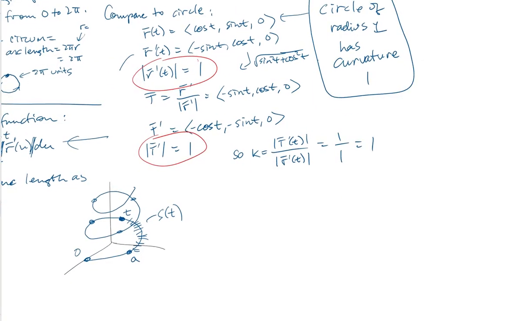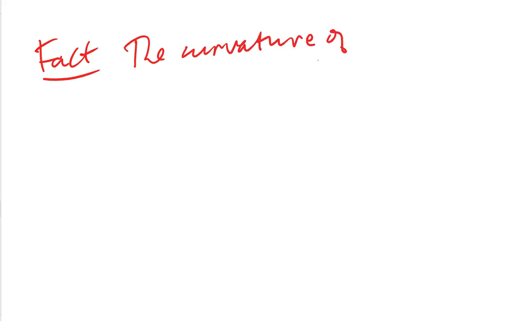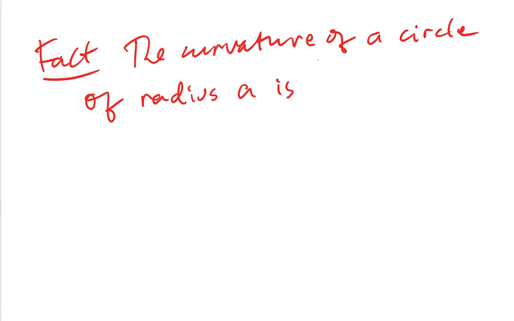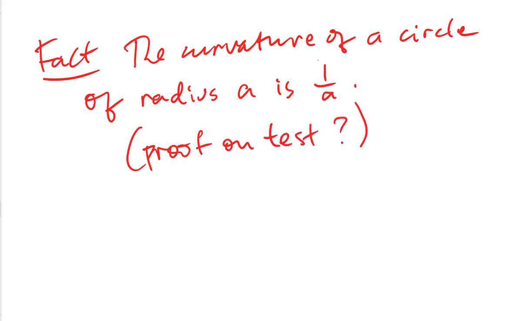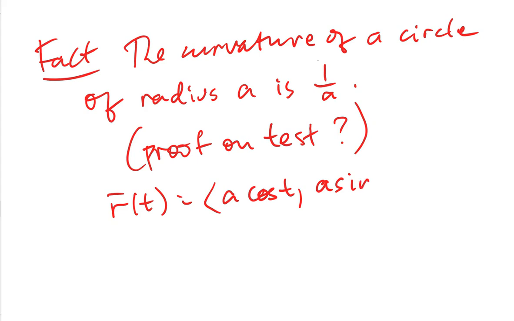So in general, here's a little fact: the curvature of a circle of radius a is 1 over a. So proof maybe on the test, shouldn't be that hard. You're just going to have r of t is a cos t, a sin t, and then 0, and you'll see it. Just work it out.